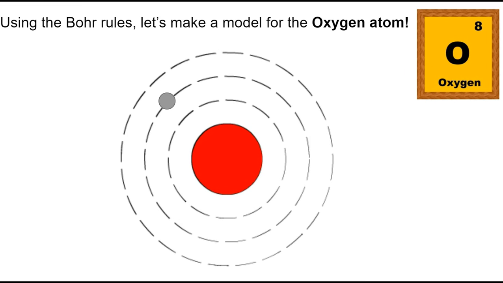This means there are 8 electrons surrounding the nucleus in oxygen. Using Bohr's rules, we are going to make a model of an oxygen atom together. Remember, 8 is our magic number, so we need to place 8 electrons.